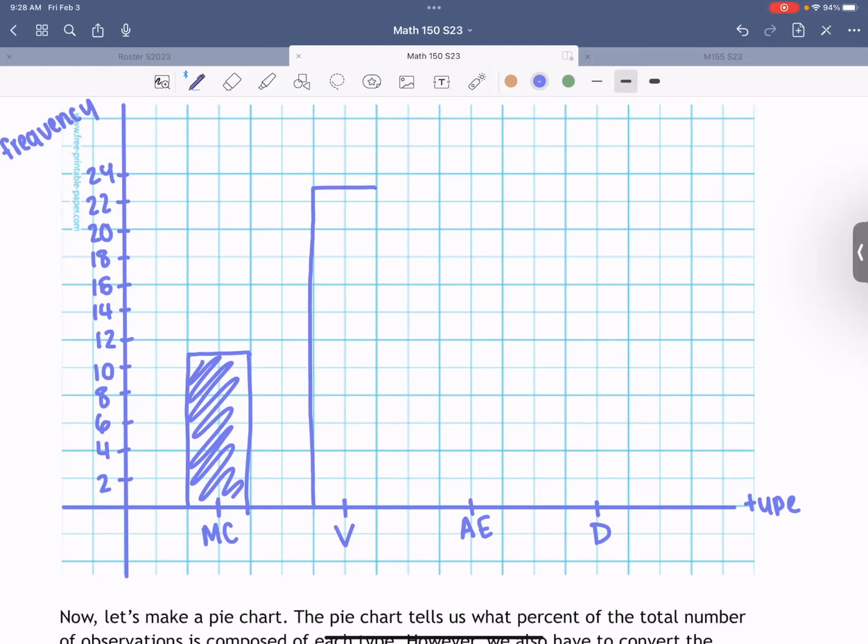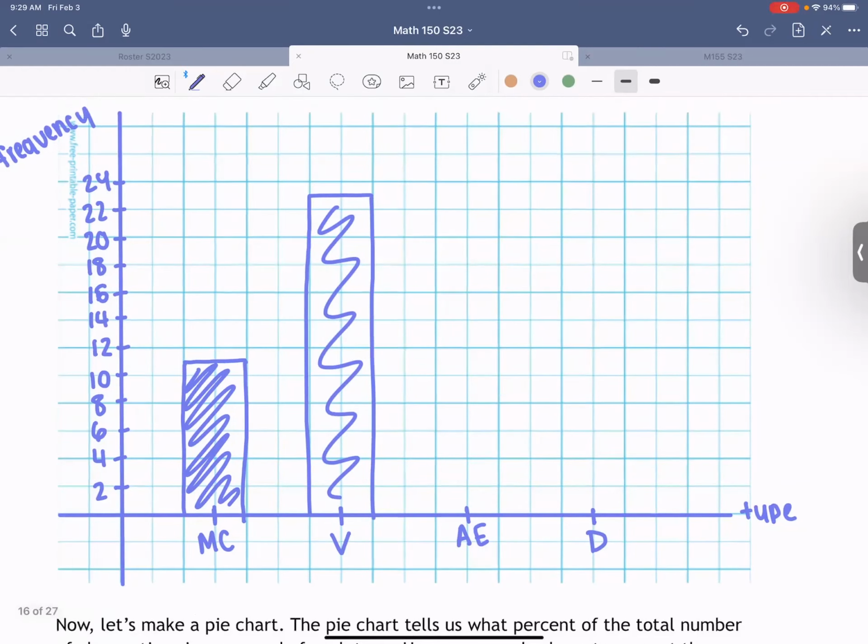Okay. Fill that in. Okay. I keep saying AE and I want to say American Eagle, but it's not American Eagle, it's American Express. American Express was, what was it, 11? Yeah. And then finally Discover was 7, right? So we can make a little chart for that.